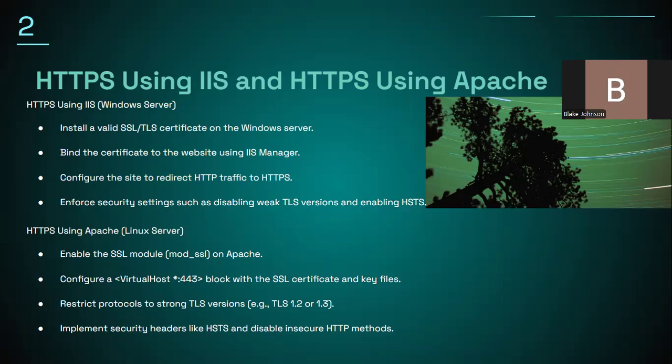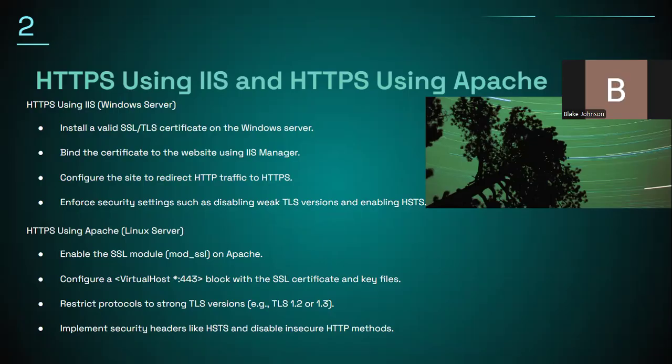Now, with IIS, how IIS is connected to HTTPS, it's usually set up by installing an SSL certificate on the server. This certificate is assigned or bound to a website within the IIS Manager. The server is configured to redirect all HTTP traffic to HTTPS to ensure users always connect securely.